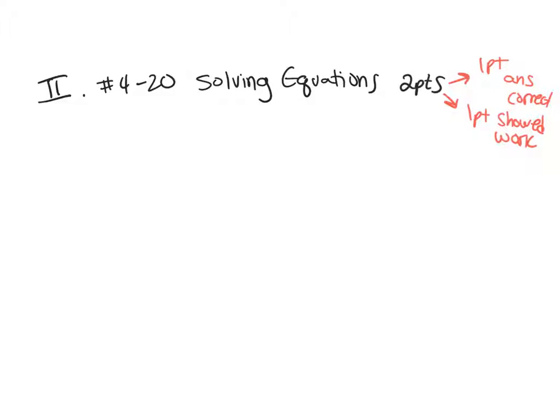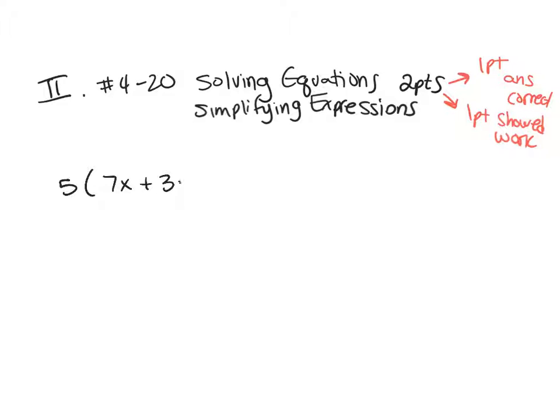So 4 through 20 is solving equations and simplifying expressions. I kind of overlooked that. It's both simplifying expressions and solving equations. If I was to give you something that looked like this, this is called an expression because there's no equal sign. With expressions, you simplify them.